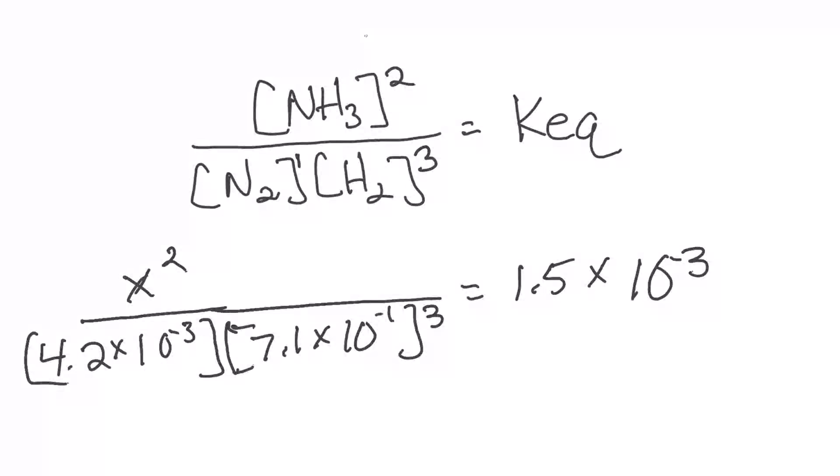So now I am going to solve for x. So I'm going to cross multiply. So 1.5 times 10 to the negative 3 times 7.1 times 10 to the negative 1 cubed times 4.2 times 10 to the negative third, and I get x squared equals 2.2548 times 10 to the negative sixth.